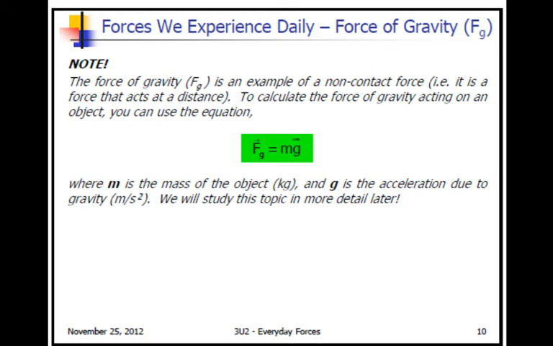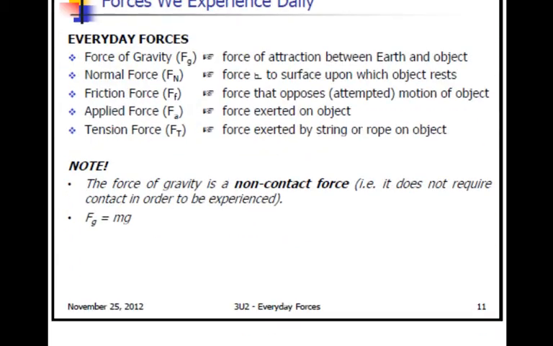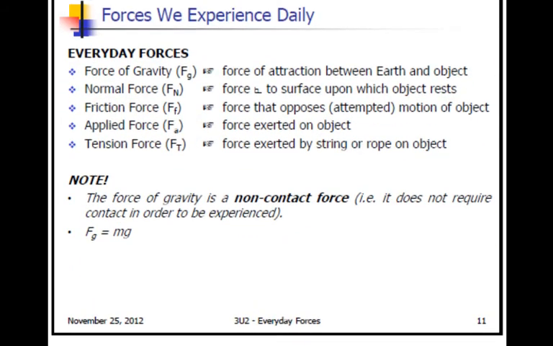To calculate the force of gravity acting on an object, there's a simple equation. It's just mass times g, where g is 9.8 meters per second squared, the acceleration due to gravity. And we'll get into that a little bit more later. But that's how you would find the force of gravity acting on an object, just mass of the object times 9.8. This is an important slide to copy down, so you might want to copy down all this information here.